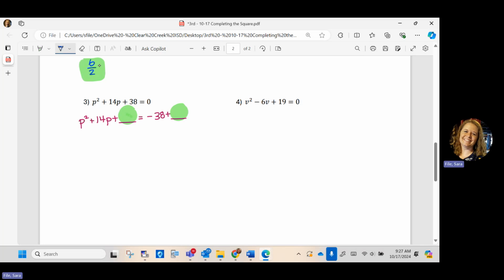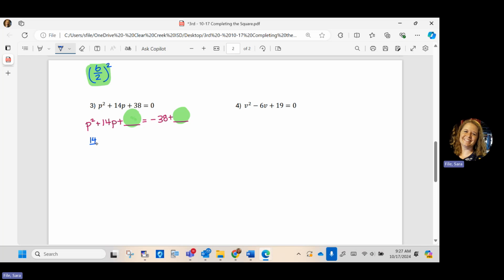B divided by 2 squared. You've got to learn that. B divided by 2 squared. That's how I'm going to figure out what goes in that blank. What is my B value in this one? 14. I'm going to do 14 divided by 2 squared. So that's 7 squared is 49. So 49 goes in the blanks.